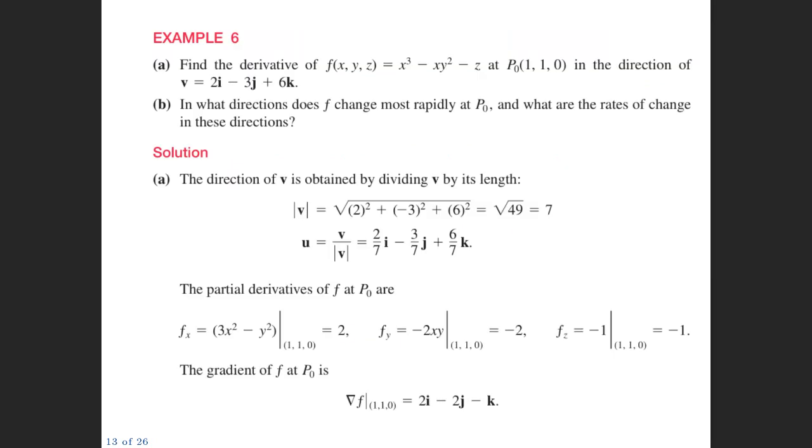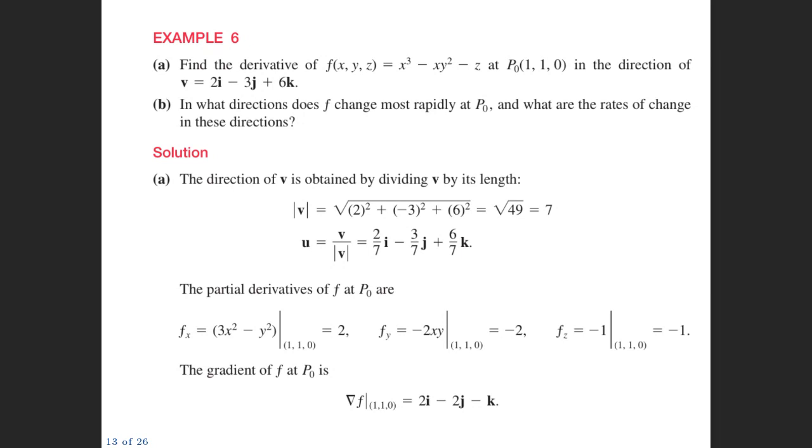So, for example, find the derivative of x cubed minus xy squared minus z at the point 1, 1, 0 in the direction of 2i minus 3j plus 6k. And then part B, in which directions does f change most rapidly at p0? That's going to be the same as the gradient vector. And what are the rates of change in these directions?